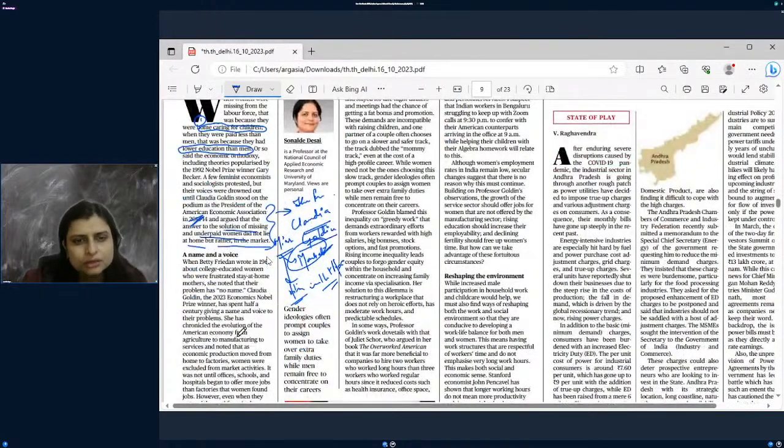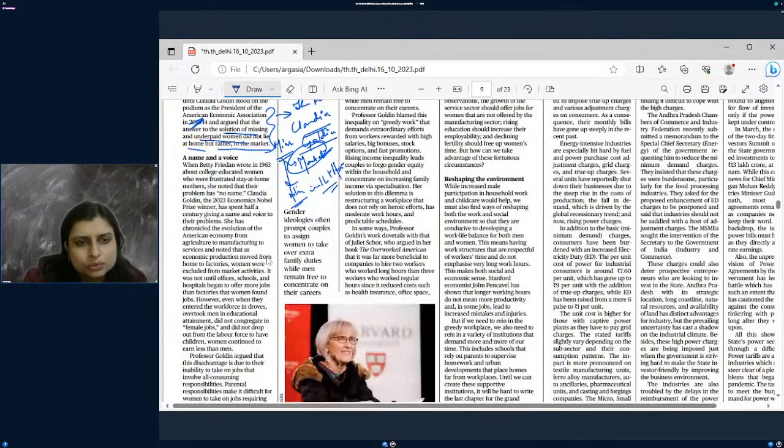When Betty Friedan wrote in 1963 about the college educated women who were frustrated stay at home mothers, that means all those women who were college educated were mostly frustrated for one reason: staying at home. She noted that the problem has no name. So the only reason they were having an issue was pertaining to staying at home. The problem had no name, but the issue was that they were educated enough and they were forced to stay back at home. Now, Claudia Goldin, the 2023 Economics Nobel Prize winner, has spent half a century giving a name and a voice to their problems.